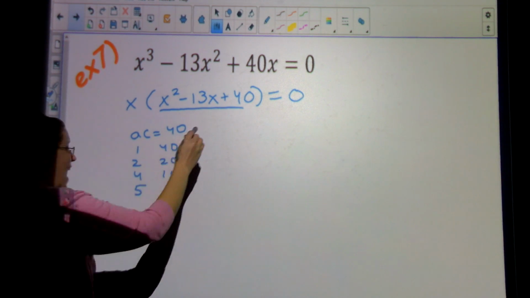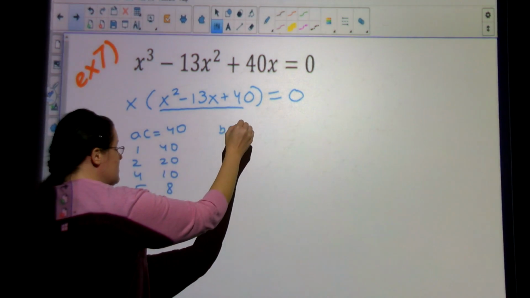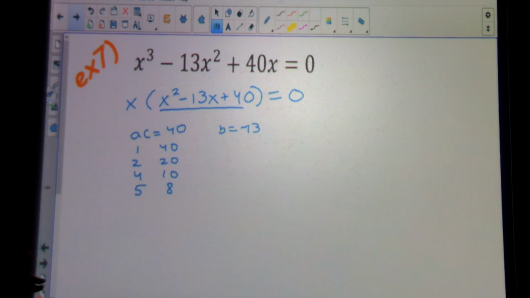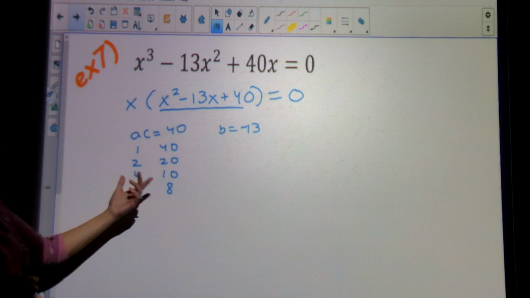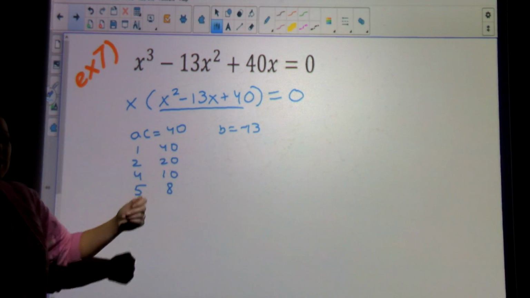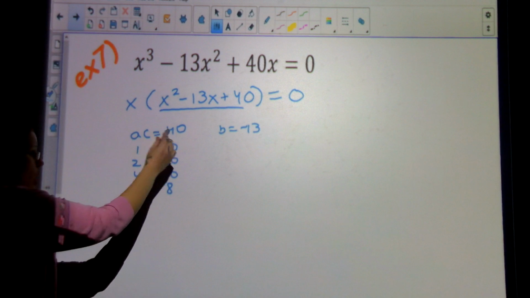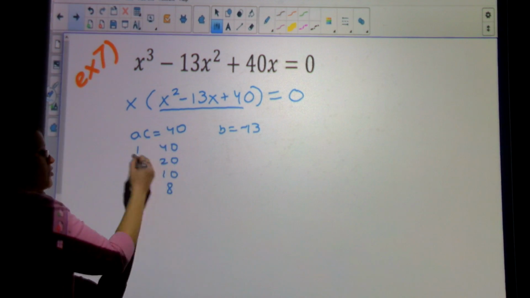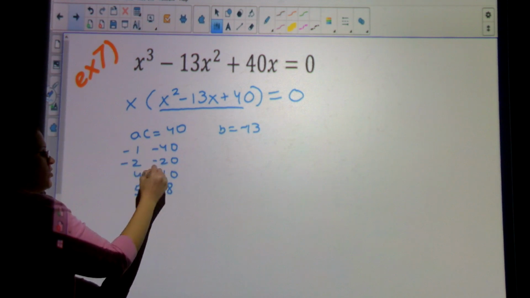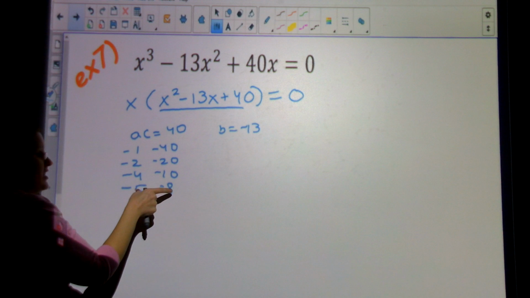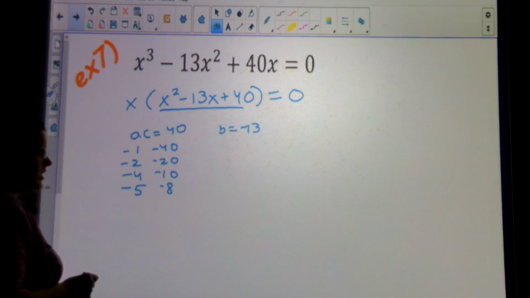Now, they have to add, oh, this is a good problem, to be negative 13. We have to think a little bit here. 5 and 8 do not add to be negative 13, they add to be 13. So if you multiply to be a positive 40, you could have two positive numbers, or you could have two negative numbers. Because negative 5 times negative 8 does multiply to be positive 40 and adds to be negative 13.